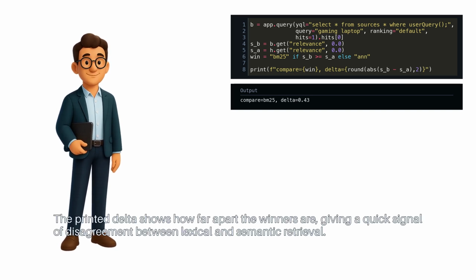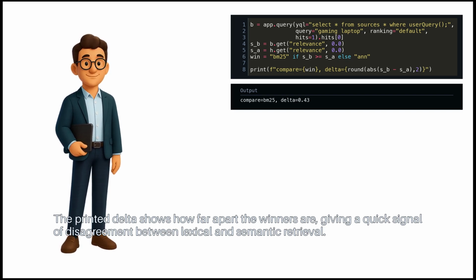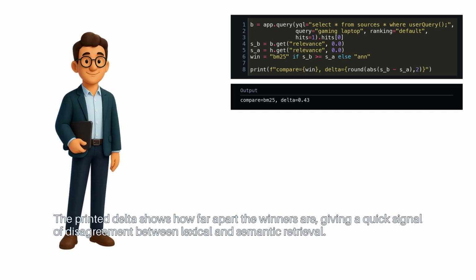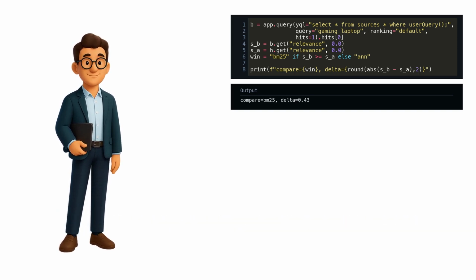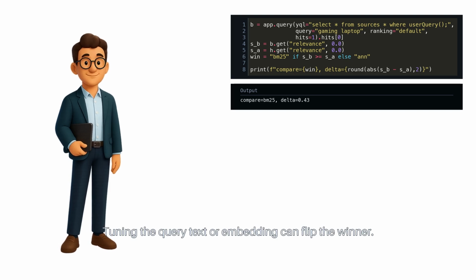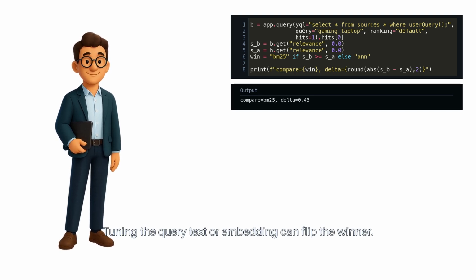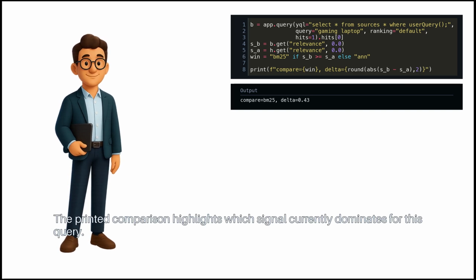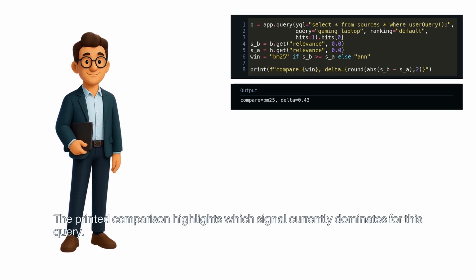The printed delta shows how far apart the winners are, giving a quick signal of disagreement between lexical and semantic retrieval. Tuning the query text or embedding can flip the winner. The printed comparison highlights which signal currently dominates for this query.